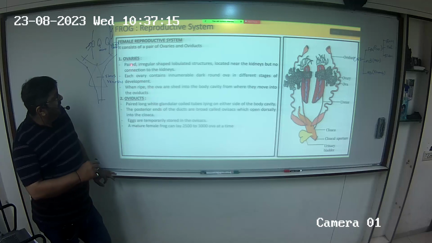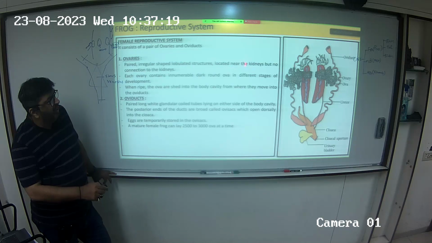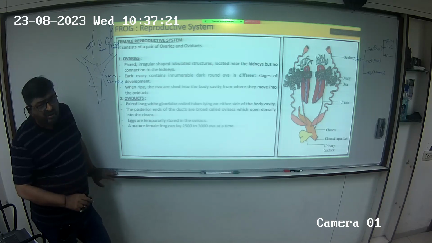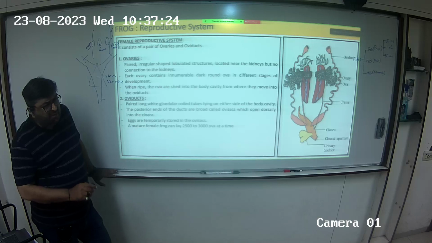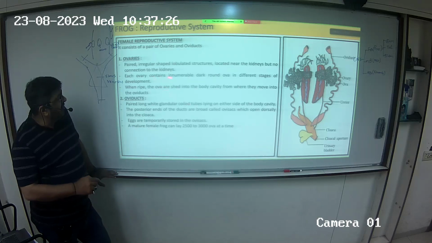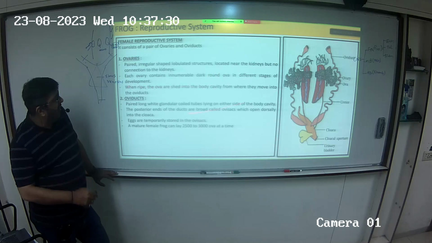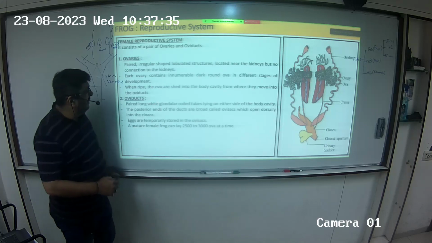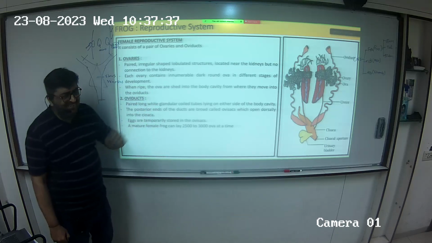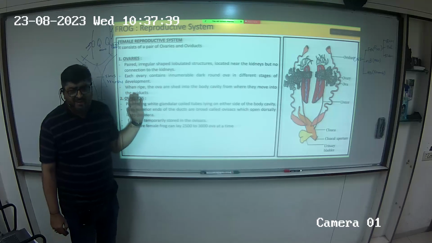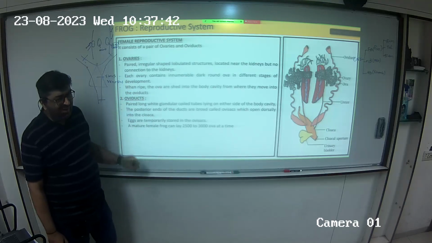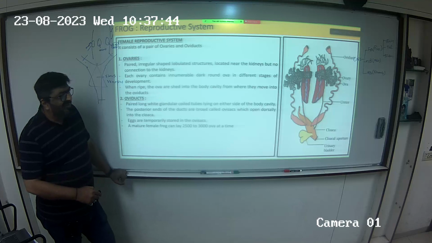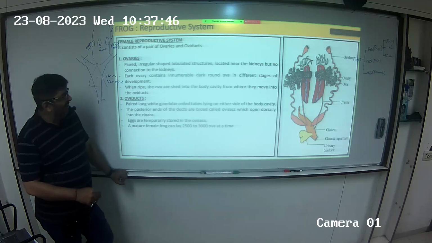So ovaries are paired, irregular shaped, lobulated structures located near the kidney but no connection to the kidney. No physical attachment to the kidney. Contains innumerable dark round ova in different stages of development. When ripe, क्या बकवास लोगे, when mature लिखना चाहिए. अबे क्या आम है क्या? When ripe. Disgusting language they use here.